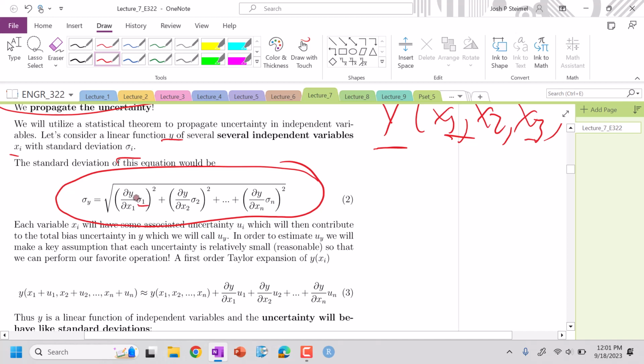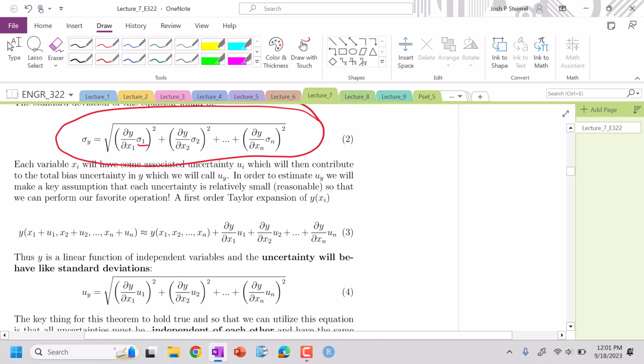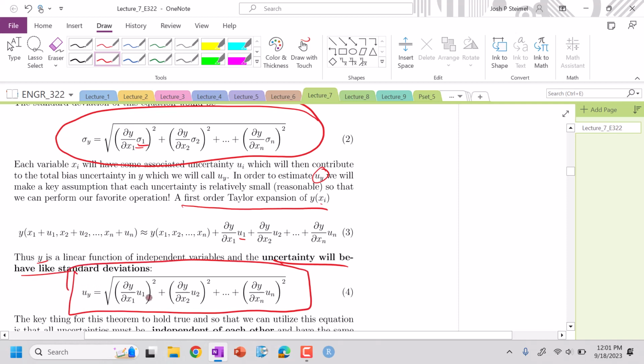Now, you can actually utilize a first order Taylor expansion, and instead of having this standard deviation, we can invoke some uncertainty in the variables x1, x2, x3. So if I want the total uncertainty of a linear function y, I can simply do this, where u of i is going to be our true bias uncertainty in that variable.